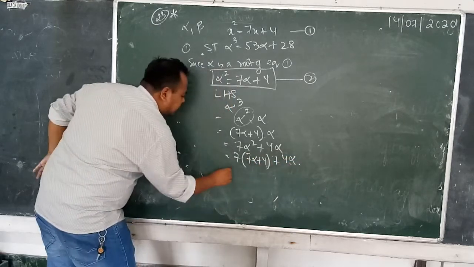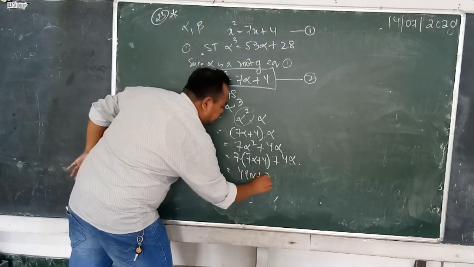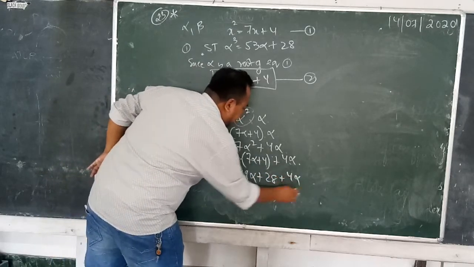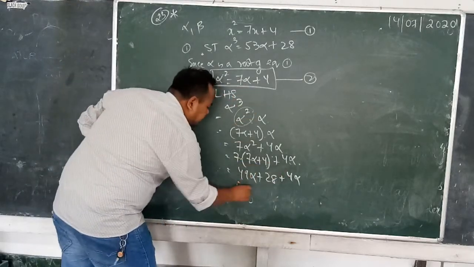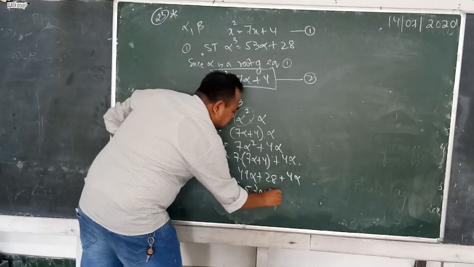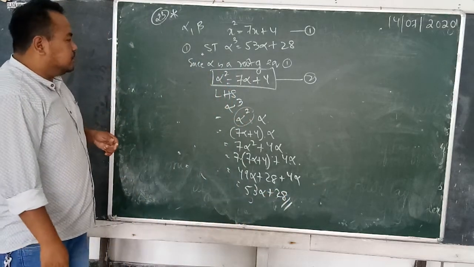So when you open the bracket, what do you get? 7 sevens are 49 alpha plus 7 fours are 28 plus 4 alpha. What is that equal to? 49 alpha plus 4 alpha is 53 alpha plus 28. Isn't this what you're supposed to prove?